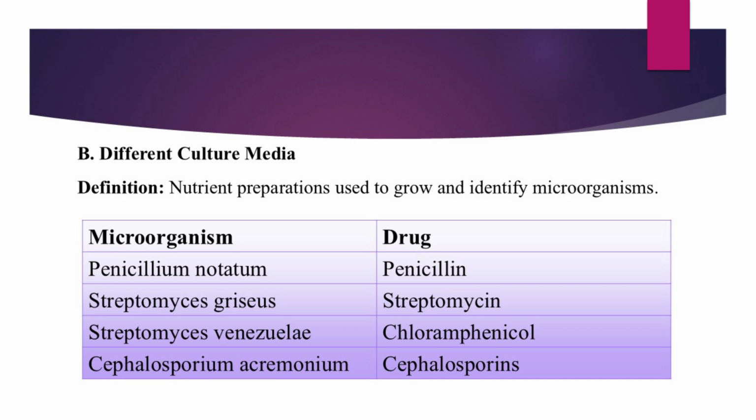First, the mold Penicillium notatum is the source of penicillin. Second, the bacterium Streptomyces griseus produces streptomycin. Third, Streptomyces venezuelae is the source of chloramphenicol. And finally, the fungus Cephalosporium acremonium produces the group of drugs known as cephalosporins.